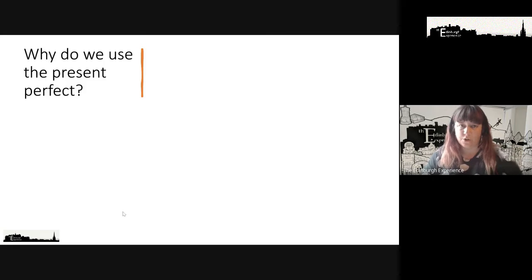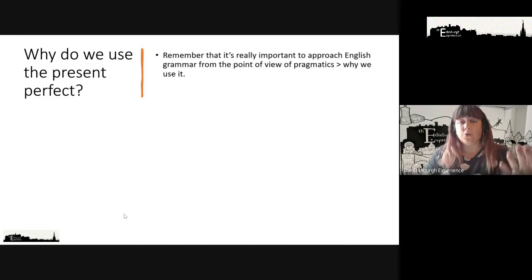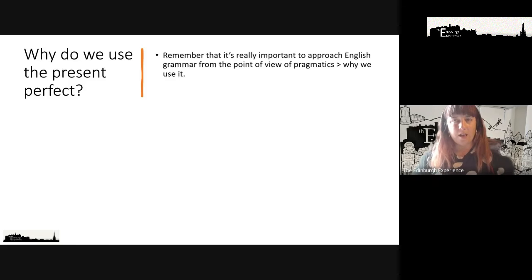And the first thing that I want us to just consider is why we use the present perfect, right? So remember that when you're learning English, it's really important with English grammar to approach it from the point of view of pragmatics. So if you missed our last class where we talked more about what pragmatics is, pragmatics basically means why we use language, the purpose of it, what it's expressing. So for example, if I say I'm going to visit my mum, I'm expressing a future plan in that context.